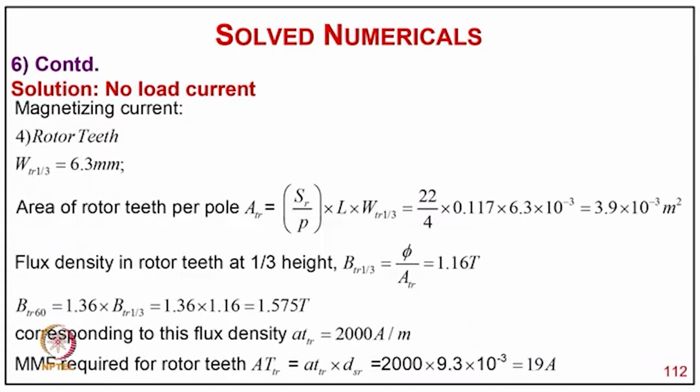Now coming to the rotor teeth MF calculation, WTR is 6.3 mm. The area of the rotor teeth per pole is SR upon L into WTR, putting values it comes 3.9 into 10 power minus 3 meter square. The flux density in rotor teeth at 1/3, BTR, is 1.16, and BTR60 now is 1.36 into BTS, it comes 1.575. Corresponding to the material property, the MF per unit length for this flux density is 2000 ampere per meter. The MF required for rotor teeth is ATR equal to small ATR into DSR, it comes 19 ampere.